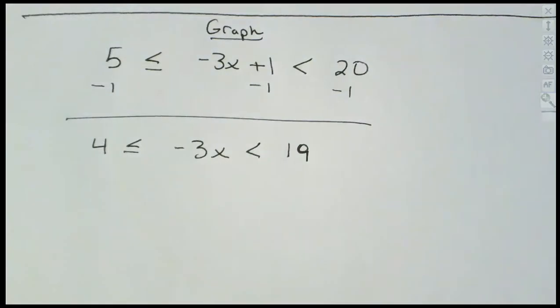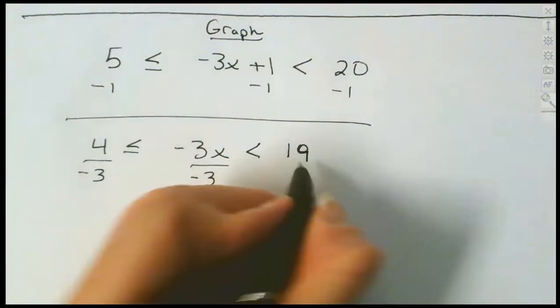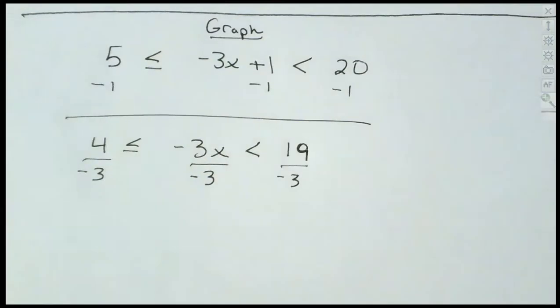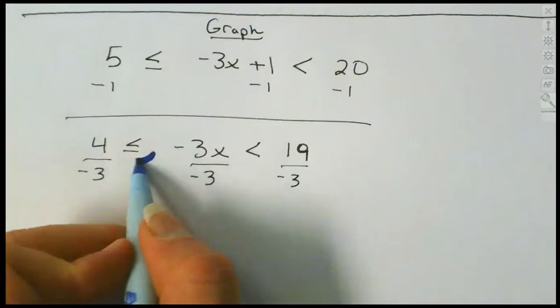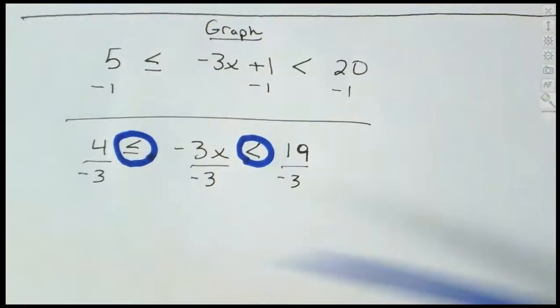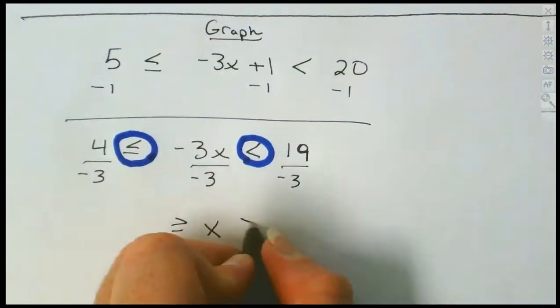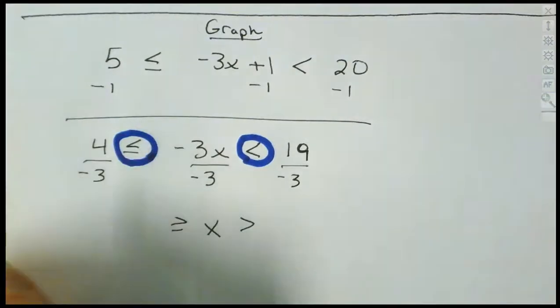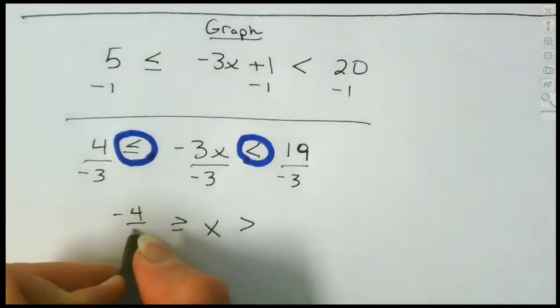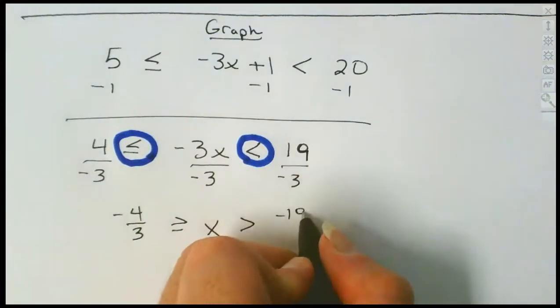Now what's next? Well, the next step, divide by a negative 3. Since you're dividing by a negative, these symbols get flipped. So x is in the middle. Flip your symbols. 4/3. Negative's down below, so it comes up. So that's a minus 4/3. It comes up. Negative 19 over 3.